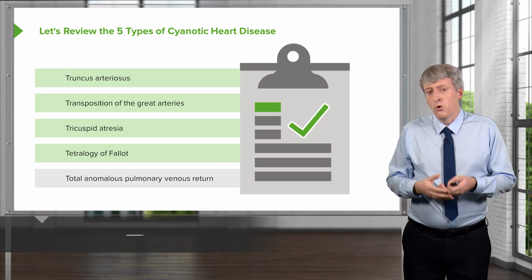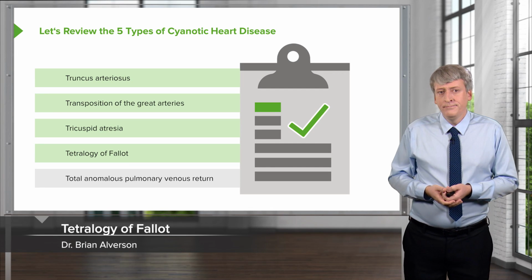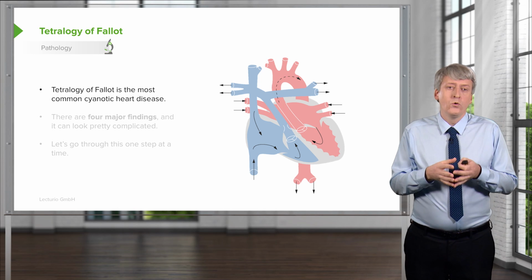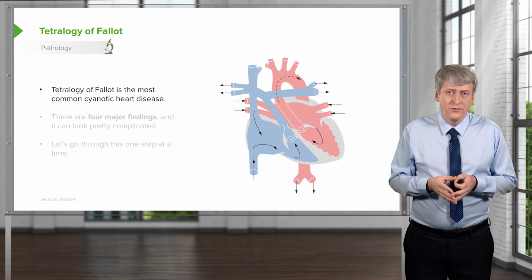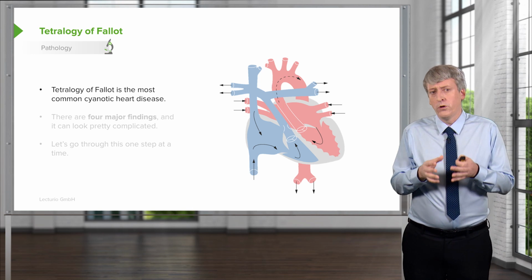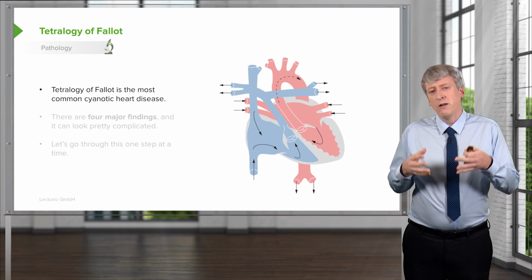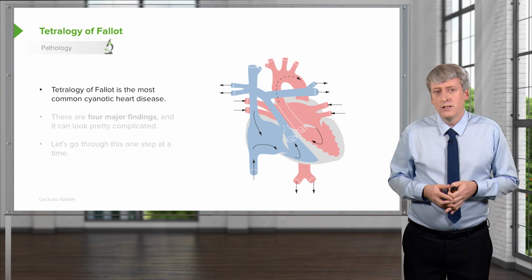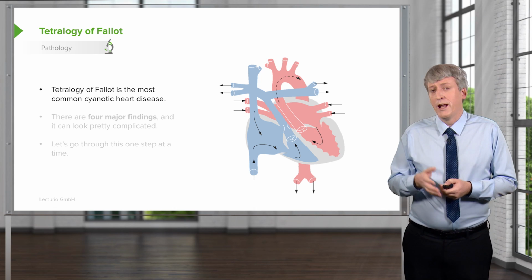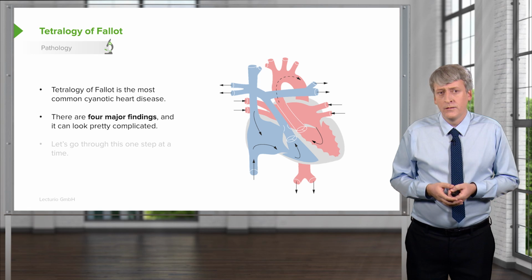Let's move on to Tetralogy of Fallot. Tetralogy of Fallot is the most common cyanotic heart disease, and it frequently shows up on multiple choice tests. So I think it's important to go through the tetralogy and really understand what it is. It's important to memorize the 4 findings in the tetralogy, and I'm going to go through them now for you.